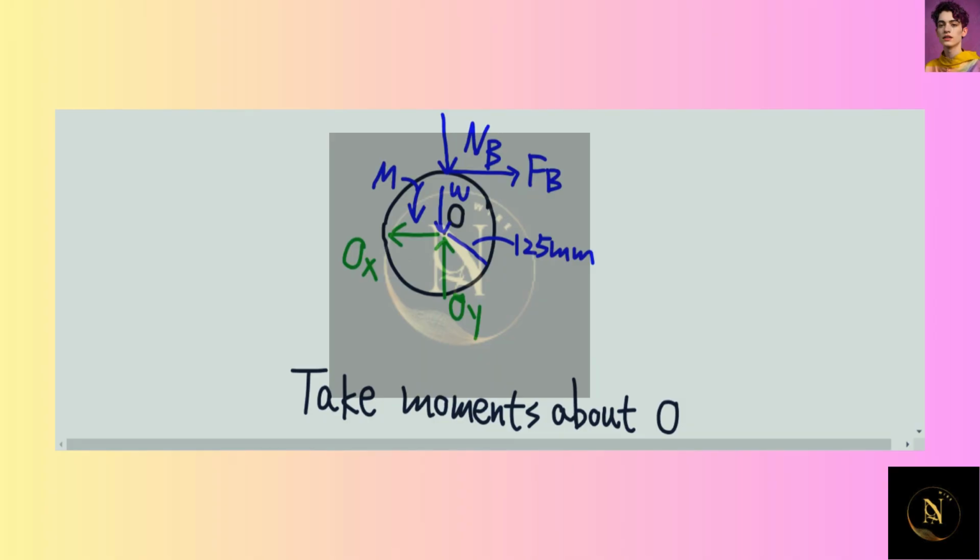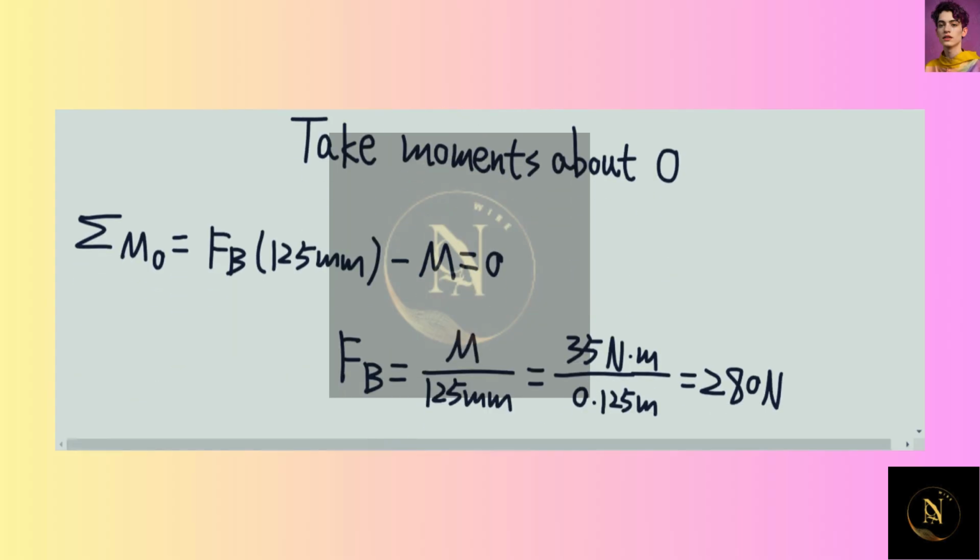Okay, so this is the force diagram for the drum. Let's take a look at the moment about point O. Consider counterclockwise moment as positive and clockwise moment as negative, and this will give us FB times 125 millimeter minus capital M is equal to 0.